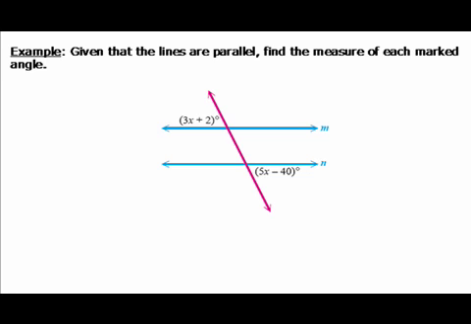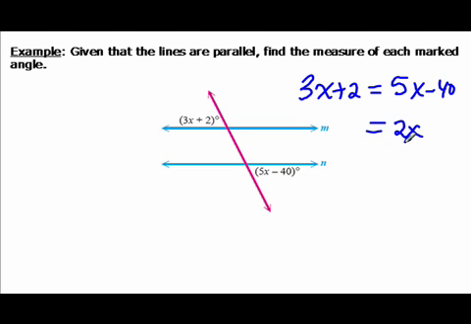Alternate exterior, and you know what's true about them. They're equal to one another, so you'll say that 3x plus 2 is equal to 5x minus 40. Solving for x, we get 2x on the right, add 40, we'll get 42 on the left, divide by 2, x is equal to 21.